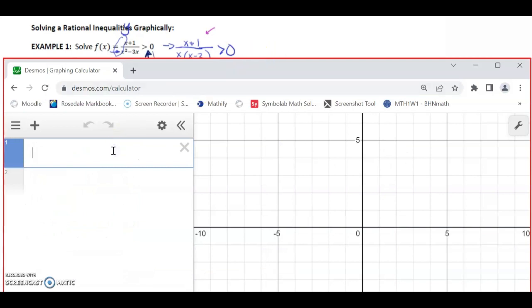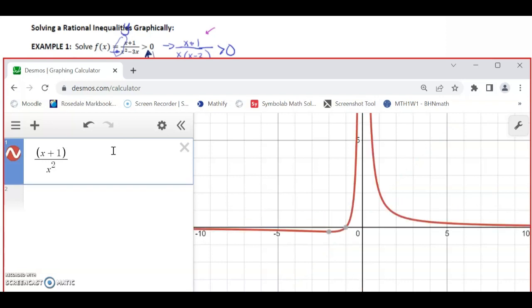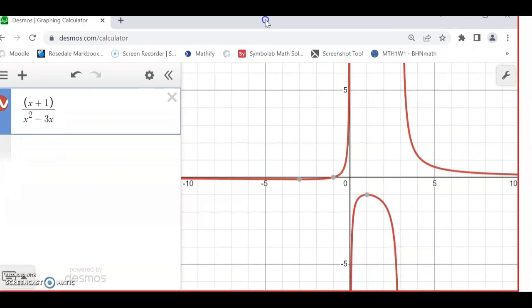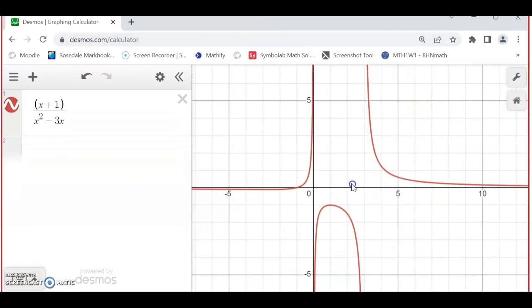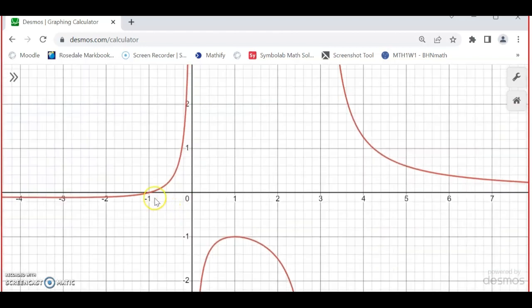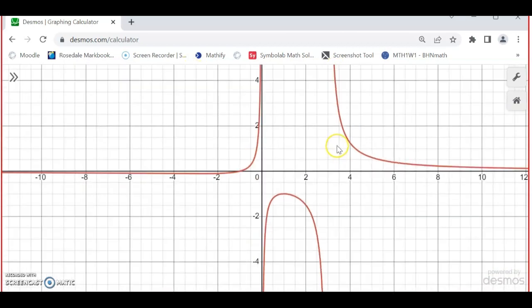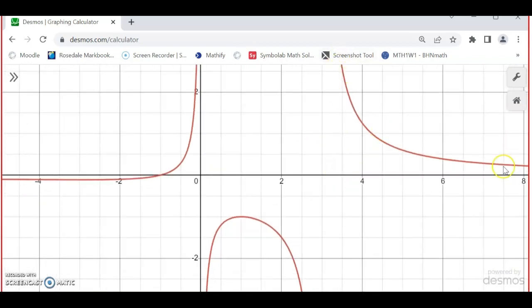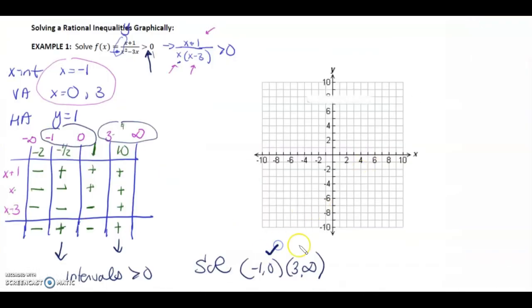Okay, so let's check with decimals. X plus 1 over x squared minus 3x. What we're looking for is when this function is greater than 0. So it would start at 0 at negative 1, right? We're looking at the 0 on the y-axis, but we're quoting the answer in the x's, in the domain. So negative 1 to 0, because 0 is the vertical asymptote. And then the other vertical asymptote, which looks like 3 maybe, so 3 to infinity. So negative 1 to 0, 3 to infinity.